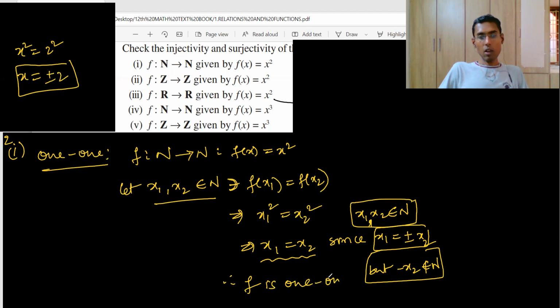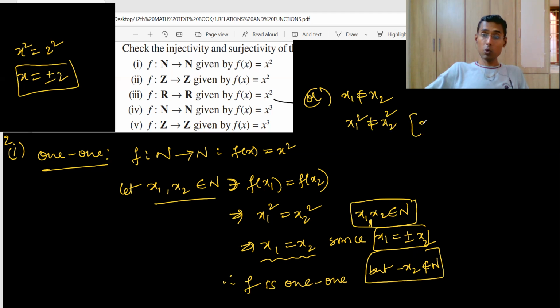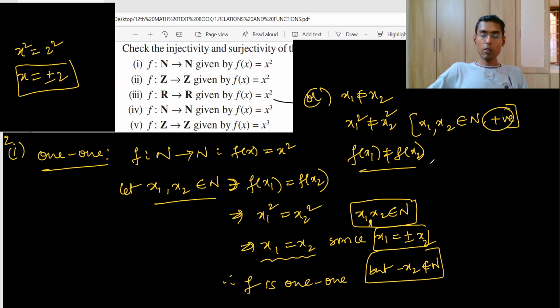This is one way. Another way is, x1 is not equal to x2, so x1 square is not equal to x2 square, because x1, x2 are natural numbers, positive. For positive numbers, if you square also, they will not be equal. So f of x1 is also not equal to f of x2. Therefore, it is 1-1.